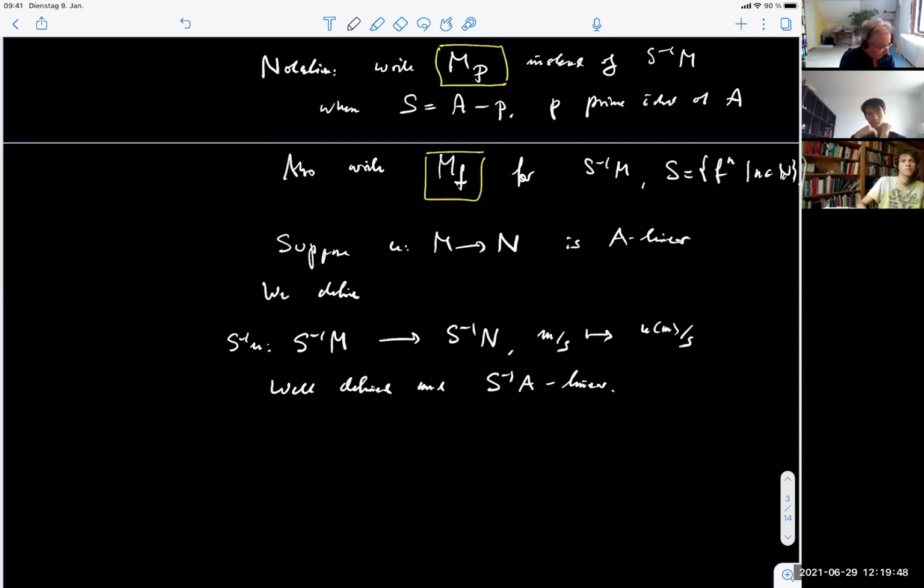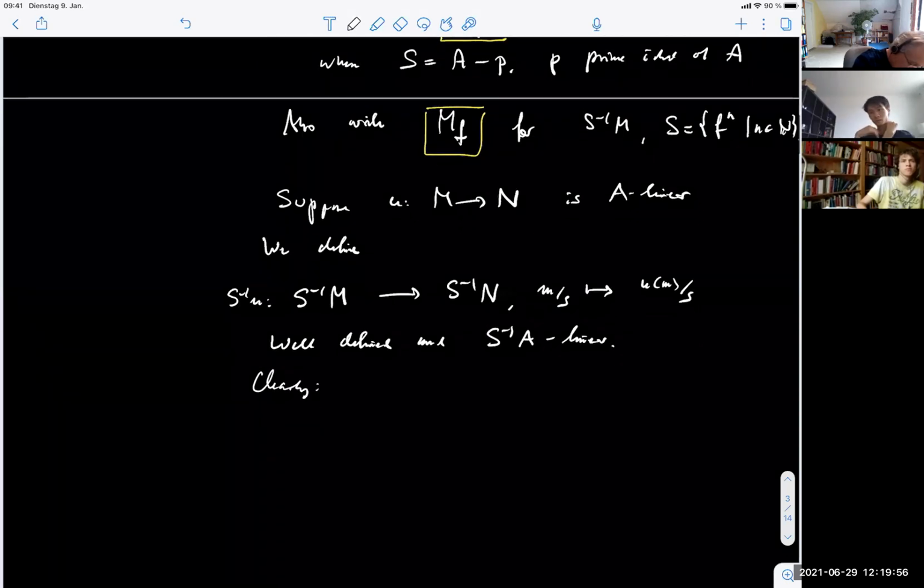And then what one checks are these functorial properties, which are also clear. So if I compose, let's say, two A-linear maps and localize, then I could first localize and then compose.